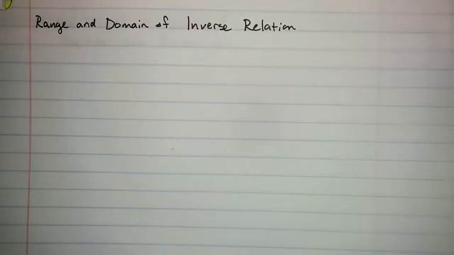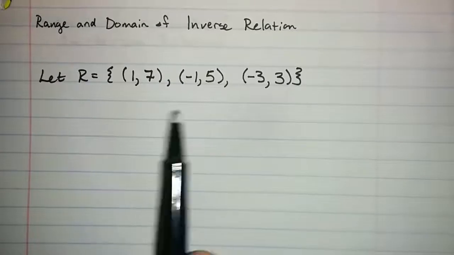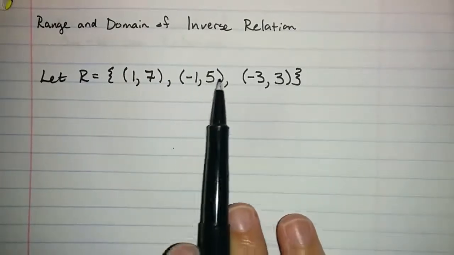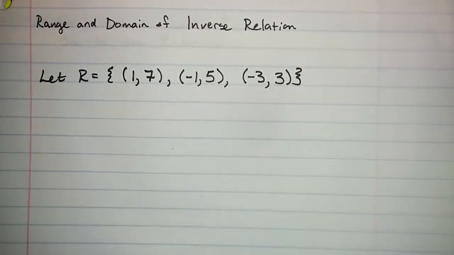How are the range and domain of the inverse relation related to the range and domain of the original relation? Let's look at an example and see if we can notice what's going on. Let R be the relation consisting of the three pairs (1, 7), (-1, 5), and (-3, 3).